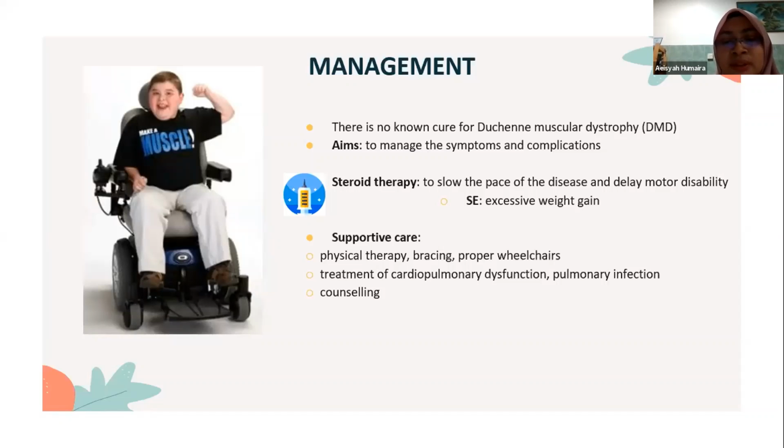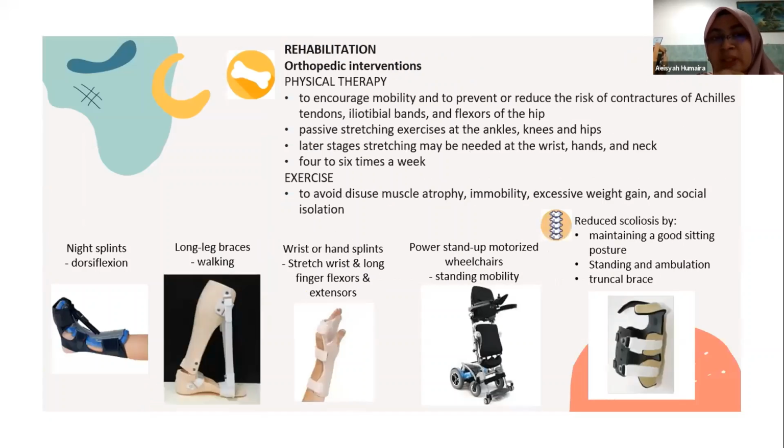Patients also need supportive care such as physical therapy, bracing, a proper wheelchair, treatment for cardiopulmonary dysfunction and pulmonary infection, and counseling, as I will present after this. They need supportive therapy to improve their quality of life. The first one is rehabilitation and orthopedic intervention. Patients need physical therapy to encourage mobility and to prevent the risk of contracture.